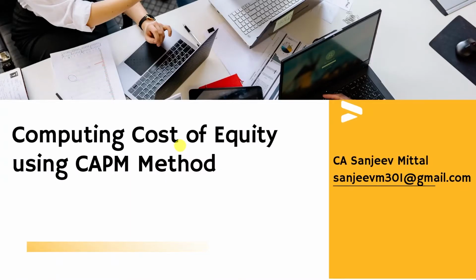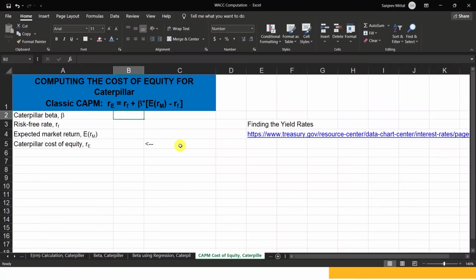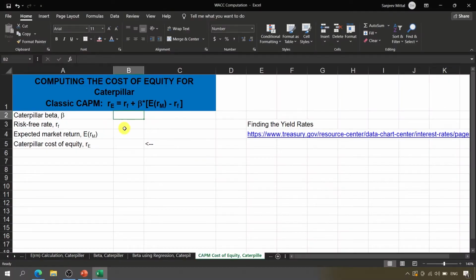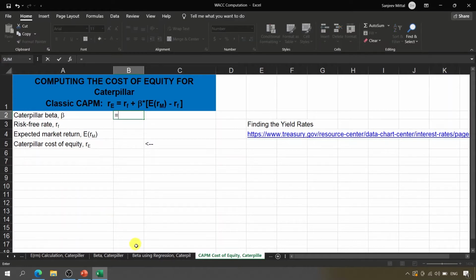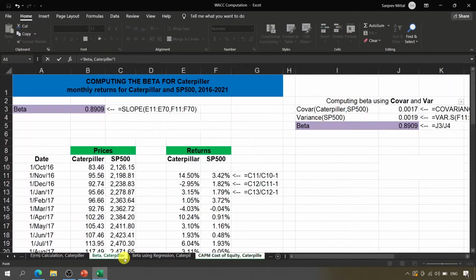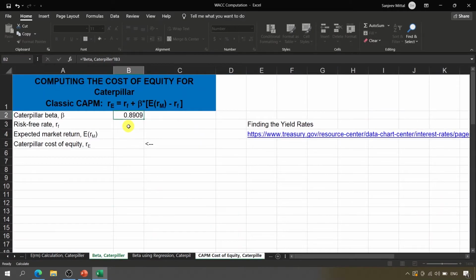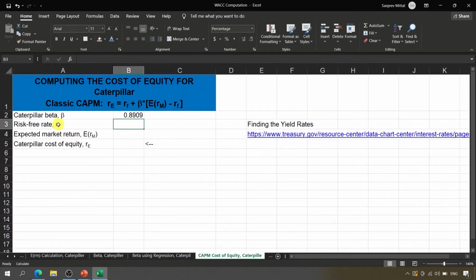Let's try to compute the cost of equity using CAPM model for Caterpillar Incorporation. For that purpose, we shall go to our Excel, and inside that, we already know that we have calculated the beta for Caterpillar Incorporation. The beta details are here as 0.8909. And after the beta, we would need risk-free rate of return.